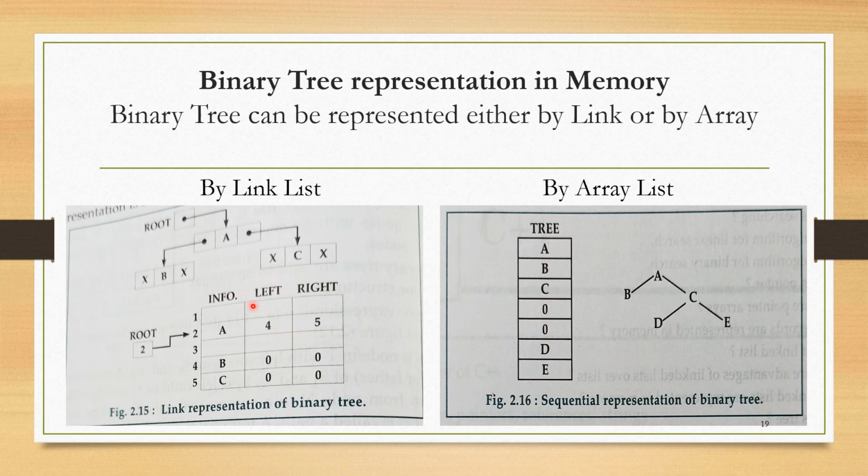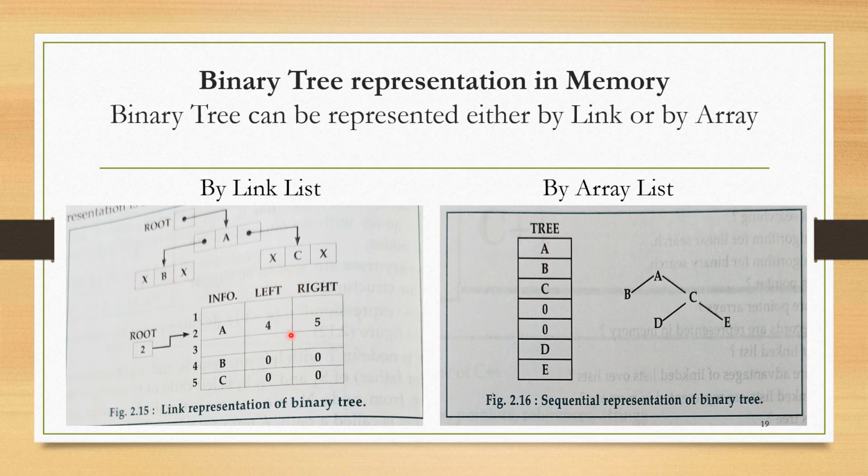By linked list, it is like this. The root is A, and each element has two addresses: a left pointer and a right pointer. Now A has left pointer 4 and right pointer 5. Now what is in 4? 4 is B. Now B's left pointer is 0 and right pointer also 0, because it is a leaf, the end of the tree.